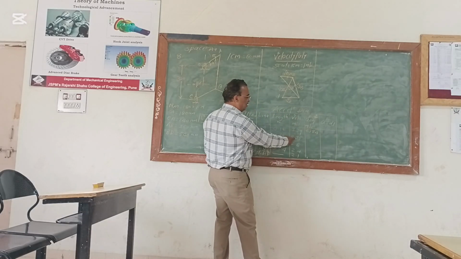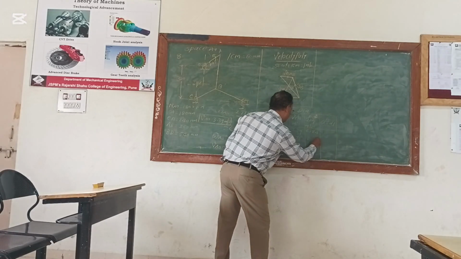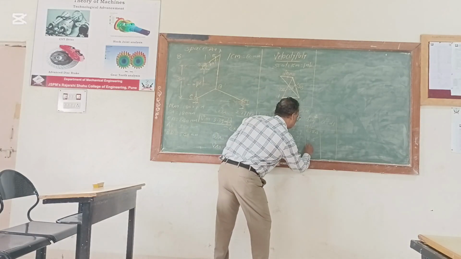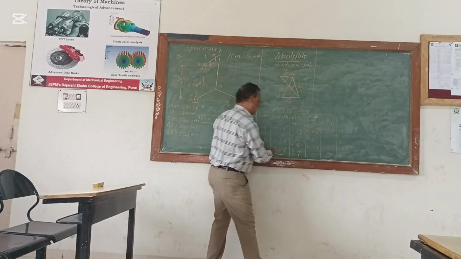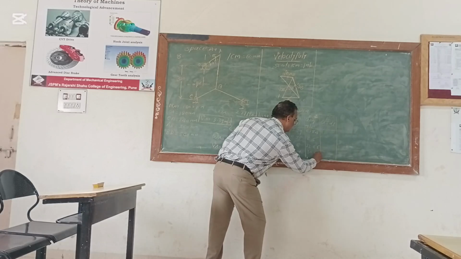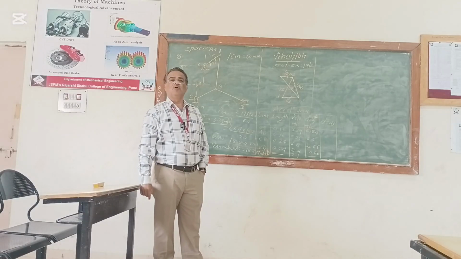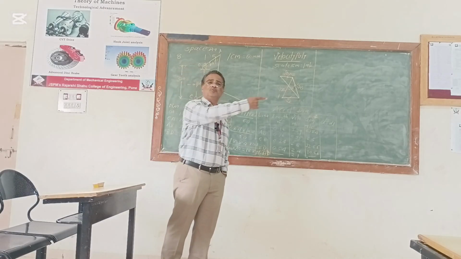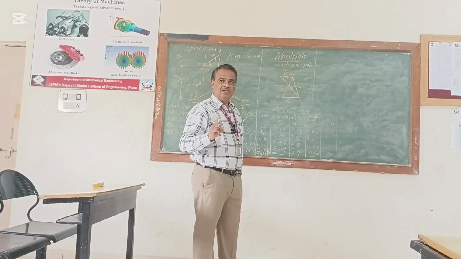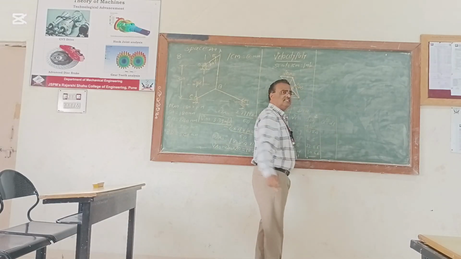For the second, velocity square divided by this. How much? 2.5. 2.8 square divided by 0.24. 32.66. 10.66. For the slider, no radial or tangential component. It has only the acceleration component which is parallel to the line of stroke of that slider. Acceleration will be the same as that of velocity. Got it or not?